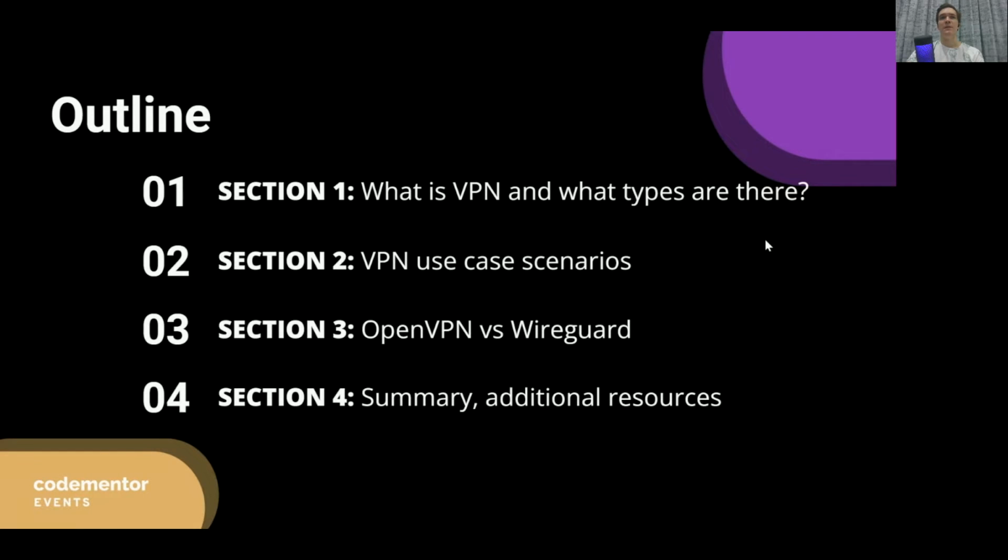The second part of my talk will be about use case scenarios. We're going to think about when you have to use one type of VPN, or when you have to stick to another. In section 3, we're going to discuss the pros and cons of the OpenVPN and WireGuard protocols, since I think they are the most up-to-date, common, and robust protocols. And we're going to sum everything up and talk about resources that you can read about those VPNs.